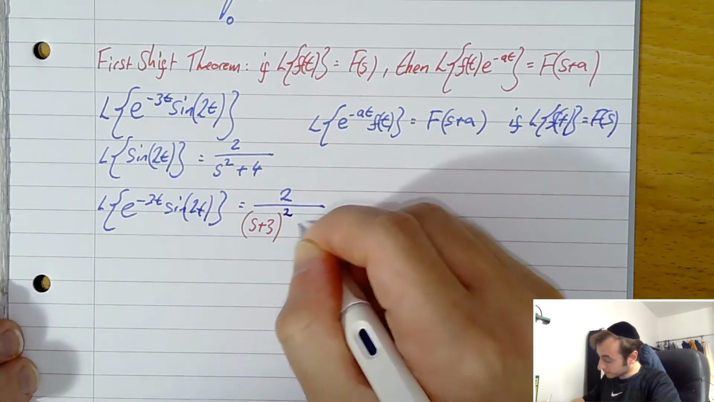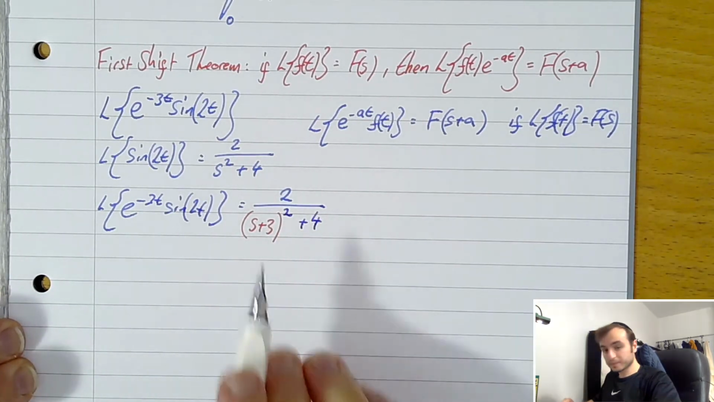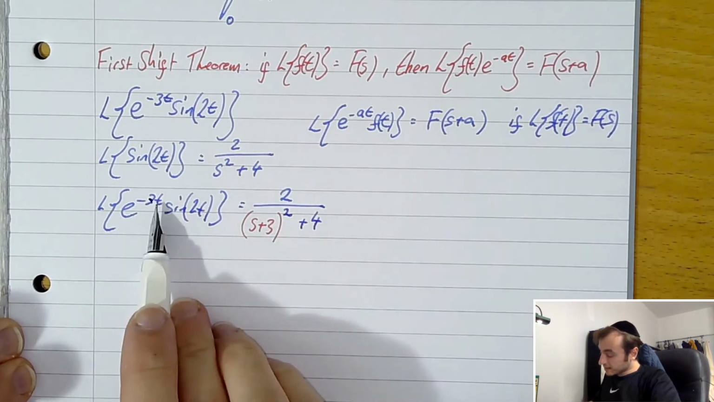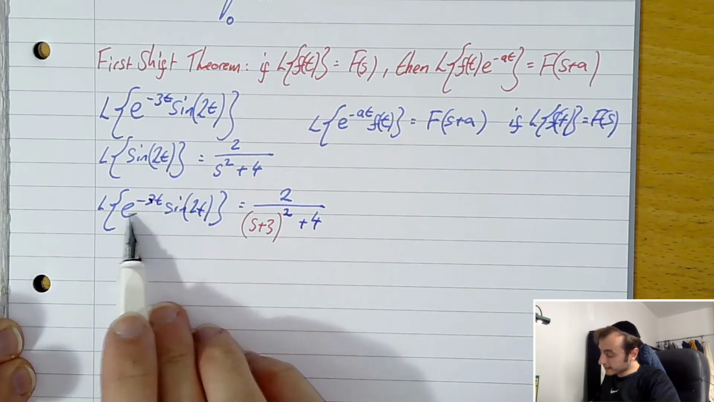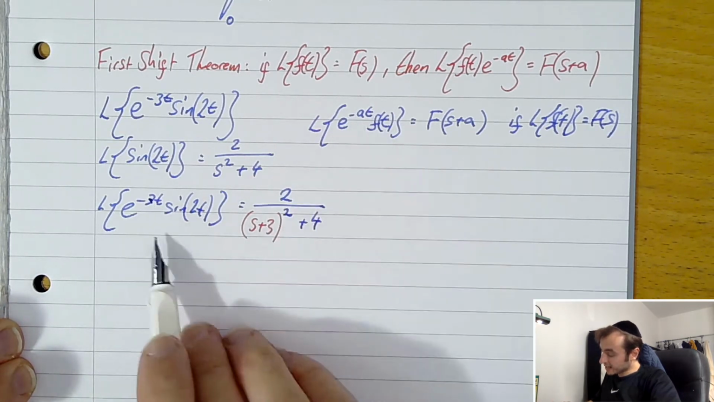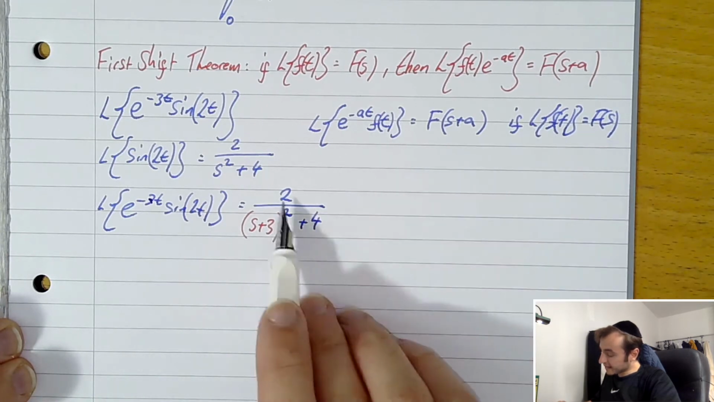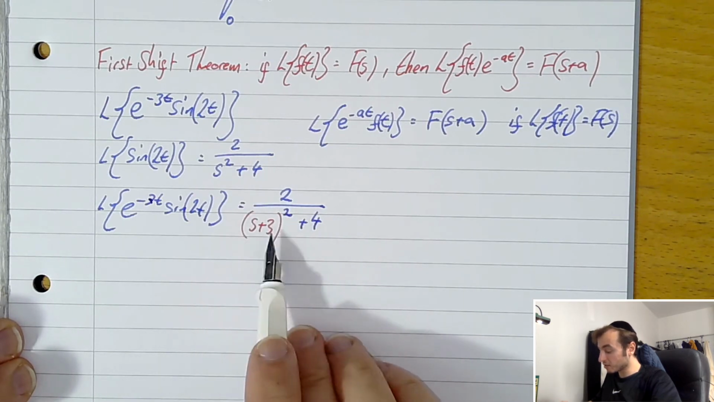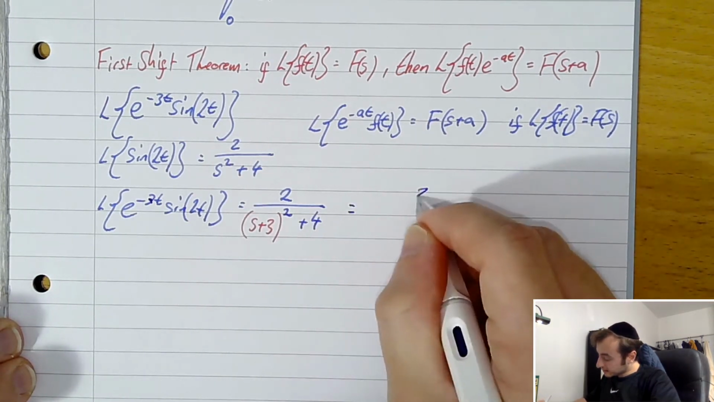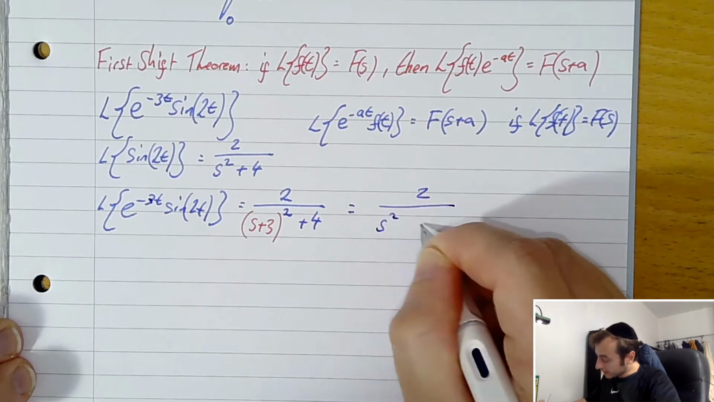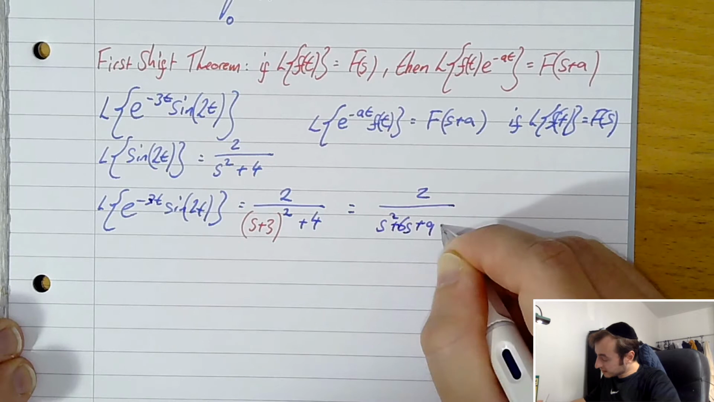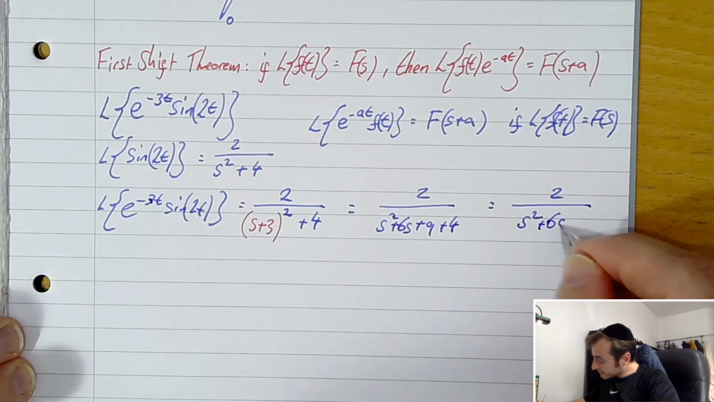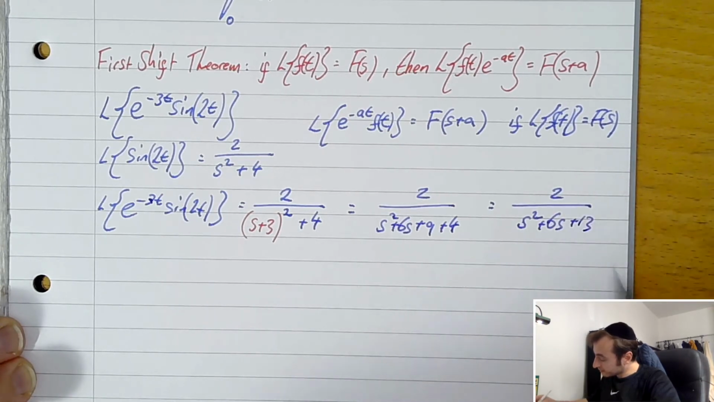Squared plus 4. Can you see what I've done here? We've got the 1p3 again. Since the shift is e to the minus 3t, we know that a equals 3, so we just replace wherever the s is in the normal transform of f of t with s plus a, or in this case s plus 3. Yeah? So we can continue that. We can say it's going to be 2 on s squared plus 9 plus 6s plus 4 equals 2 on s squared plus 6s plus 13.